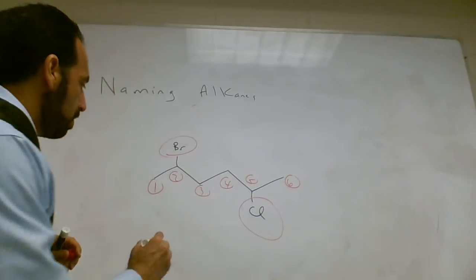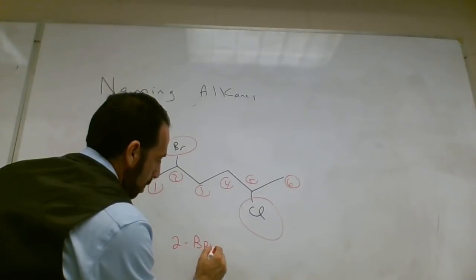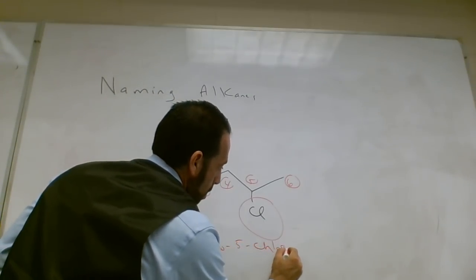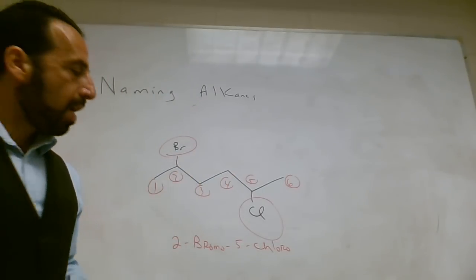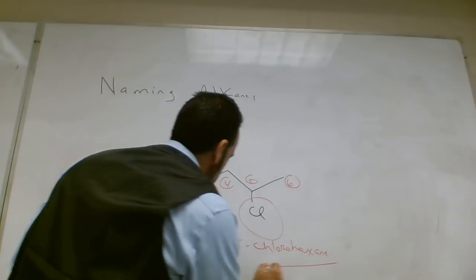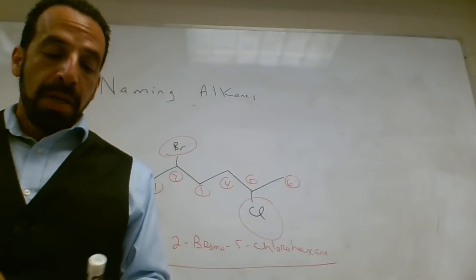To name this, so 2-bromo, 5-chloro, there's 6 in the chain in this case, hexane. So again, we go alphabetical, lowest number, etc.